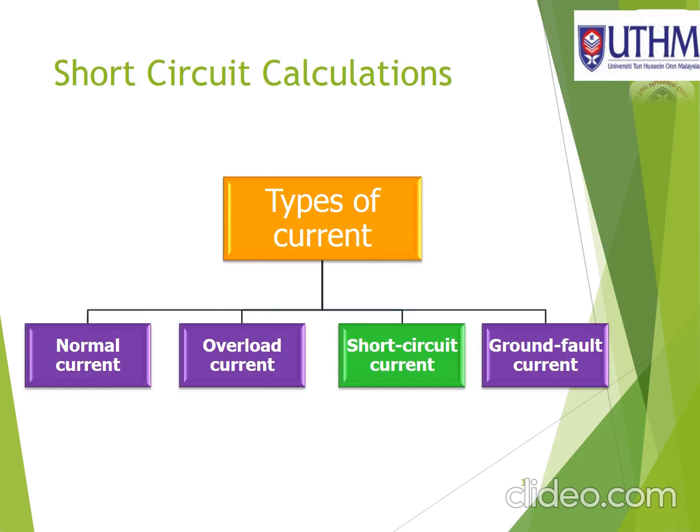This is the diagram of the types of current. We have normal current, overload current, and also short circuit current. This one will be analysed in part 2. And lastly is ground fault current. I will explain about the current in the next slide.